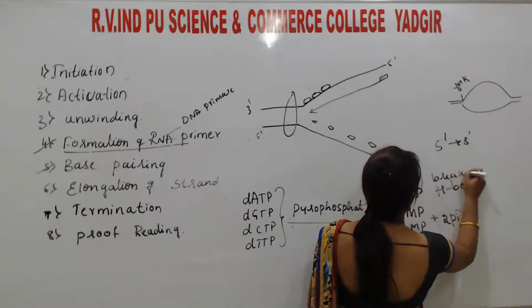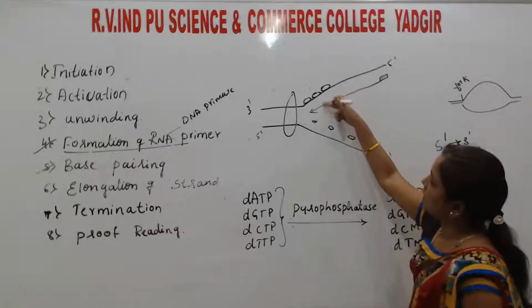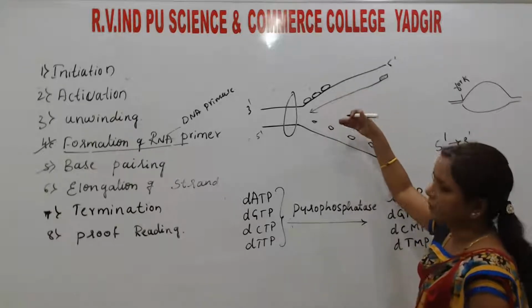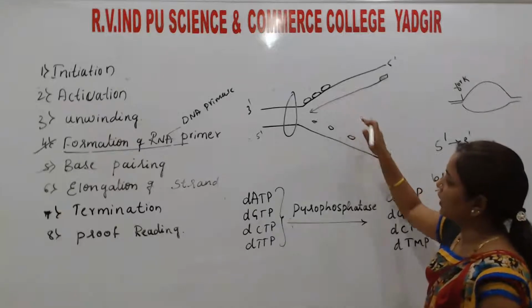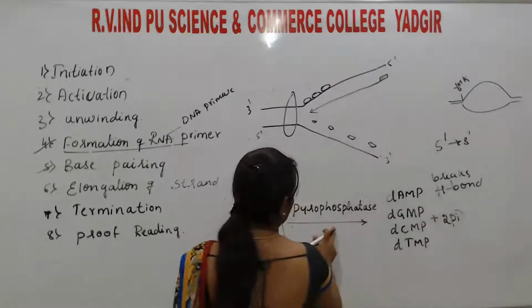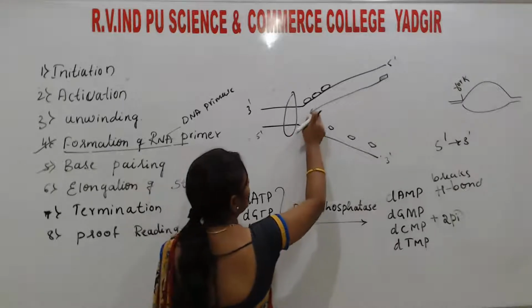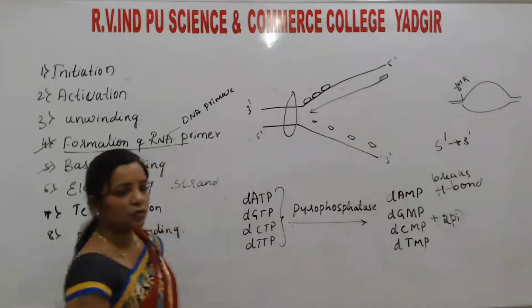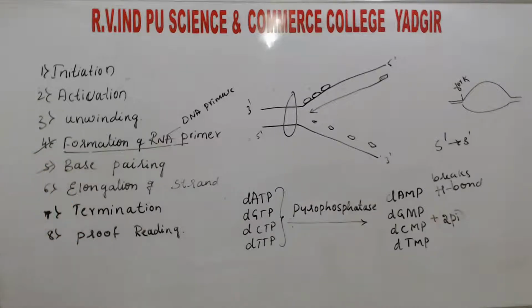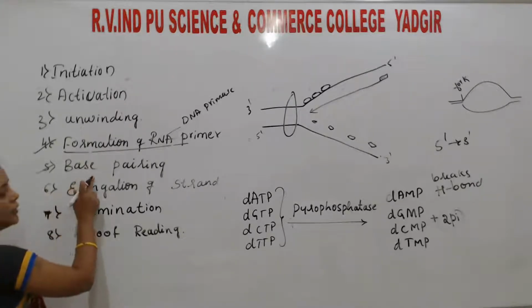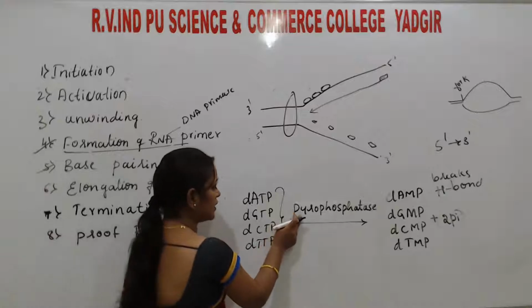Because in unwinding, the hydrogen bond is broken with the help of energy. This is applied here to break the hydrogen bond, and unwinding will take place. So after forming the monophosphate, this energy is released by the pyrophosphatase, which will form deoxyribonucleotides. Base pairing means adding nucleotides by the pyrophosphatase enzyme.